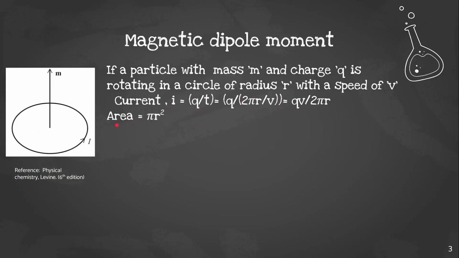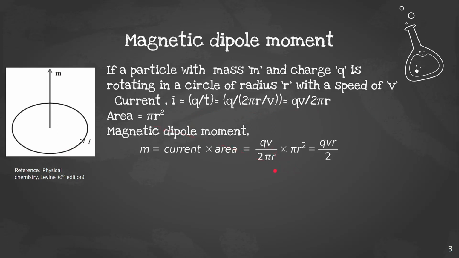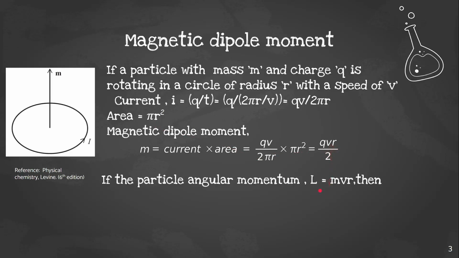And as you know, area is pi r square for the circle. So the magnetic dipole moment becomes current into area, which is qv by 2 pi r into pi r square. The final form looks like qvr by 2. Now v can also be replaced using its relation with angular momentum L, that is L equals mvr, so v becomes L by mr. If we replace that, we get qr by 2 into L by mr, and the final form looks like this: qL by 2m.